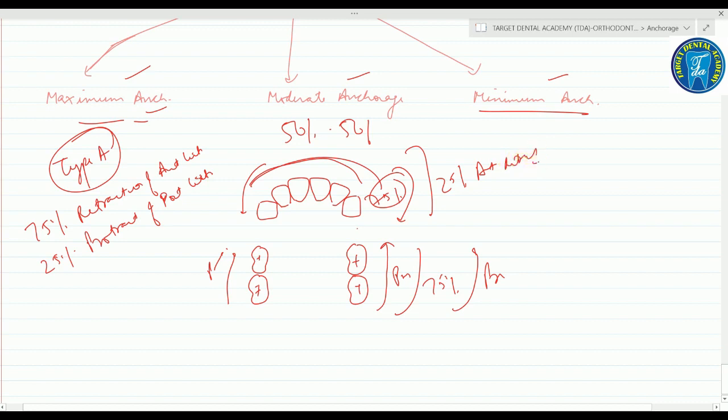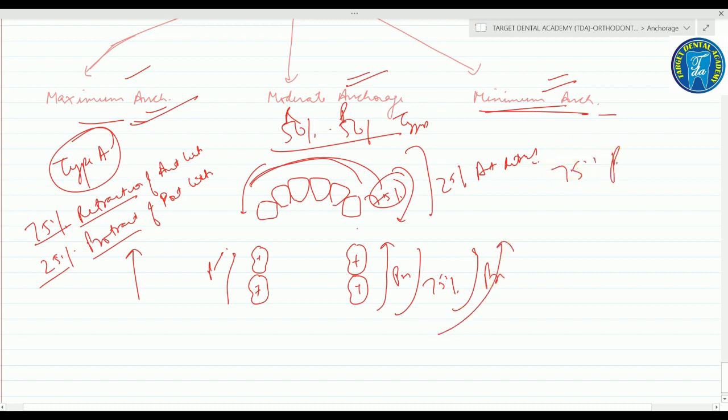Right? So this is type A, this is type B, and type C. This is your maximum anchorage, moderate anchorage, and minimum anchorage. In maximum, 75% retraction and 25% mesial migration, that is the protraction of the posterior. In moderate, 50% retraction, 50% protraction. In minimum, 75% protraction, or the mesial movement of the posterior, and 25% retraction, it means distal movement of the anteriors.